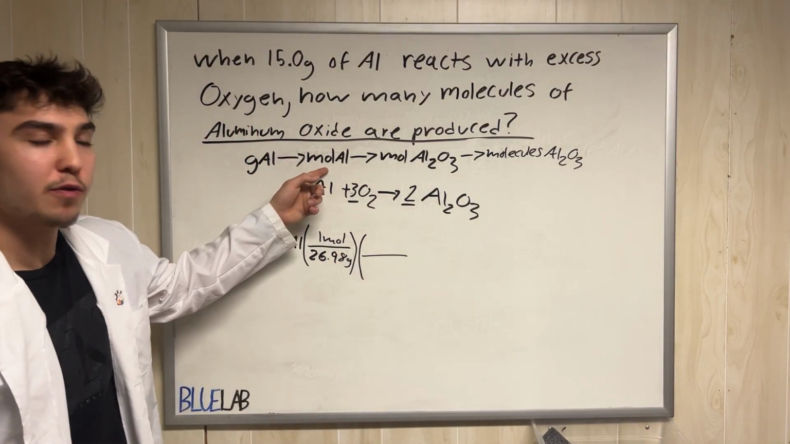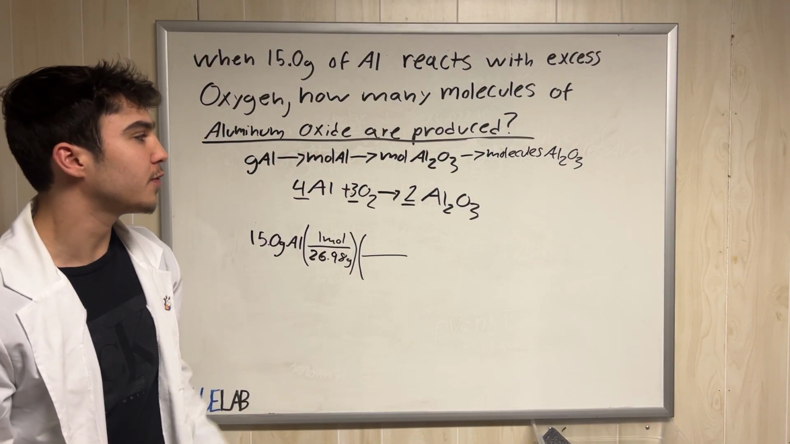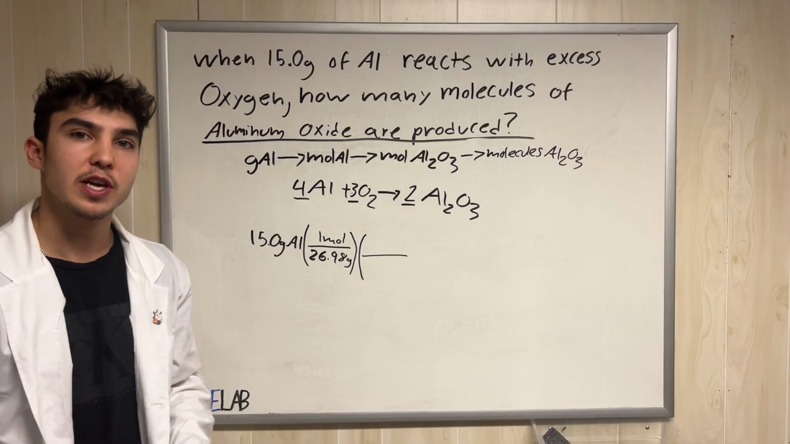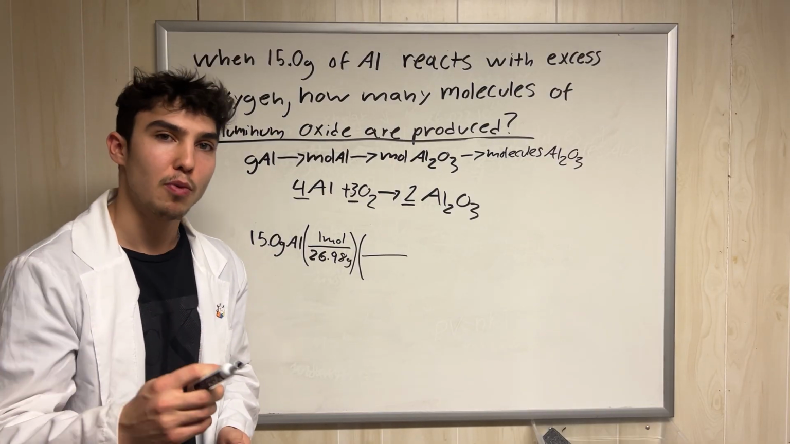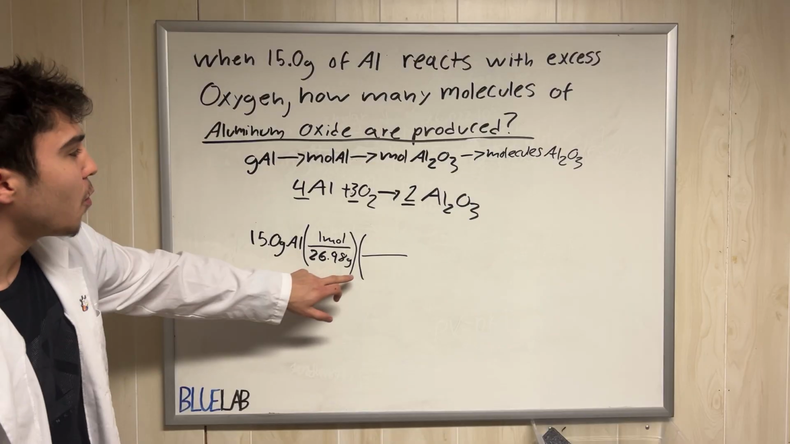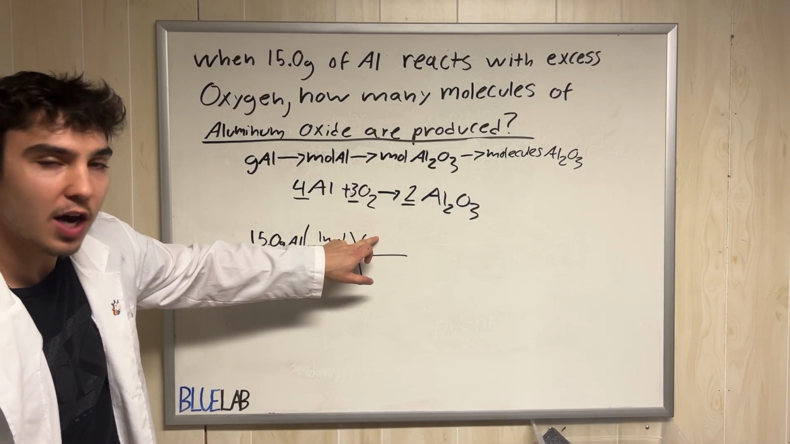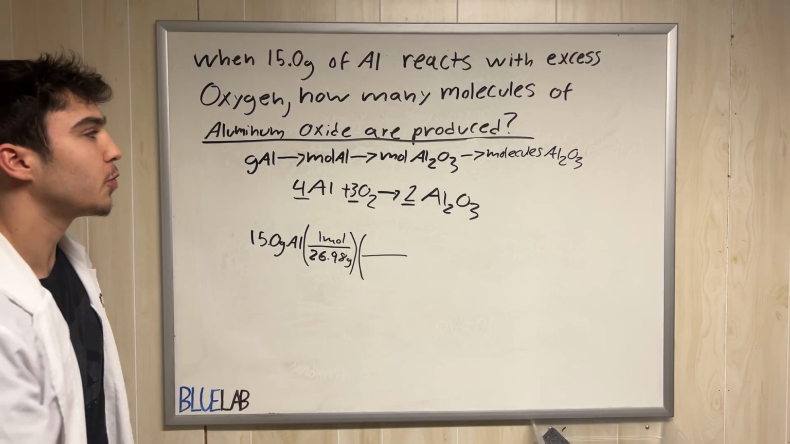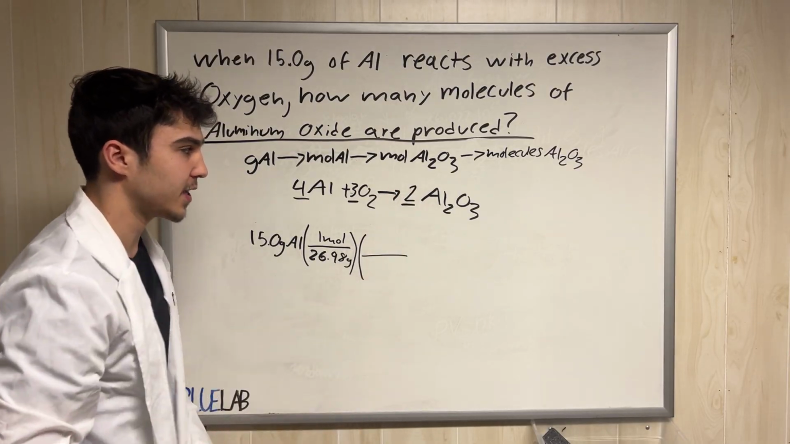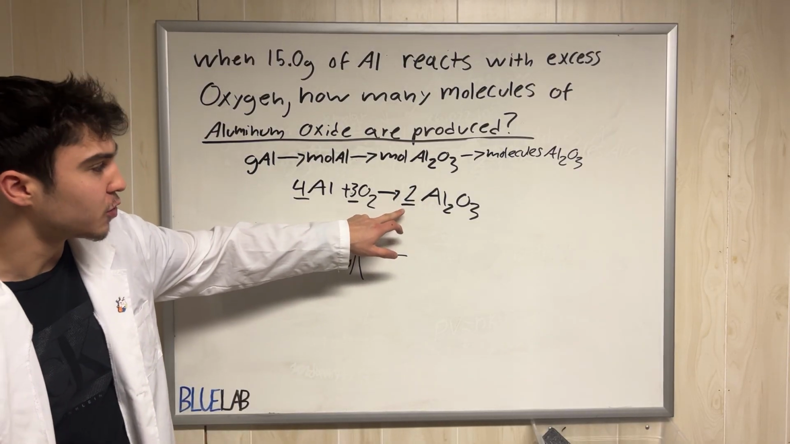Now we're going to have to go from moles of aluminum to moles of aluminum oxide. To do this, if you look at your mole map, you're going to see that you have to use the coefficients. You have to use your mole ratio. So what we want goes on top, and what we're getting rid of goes on bottom in regards to our coefficients. So we want our moles of aluminum oxide. Looking at its coefficients, we know that's 2.